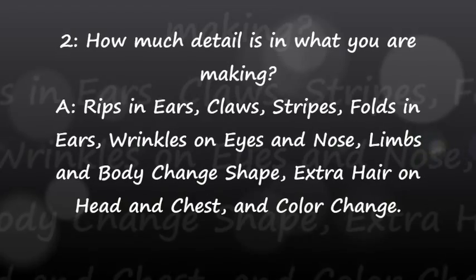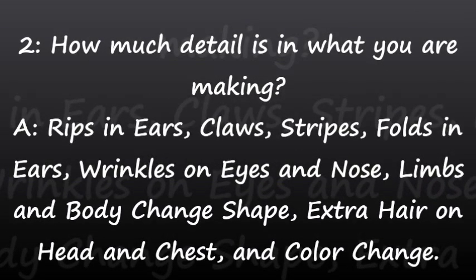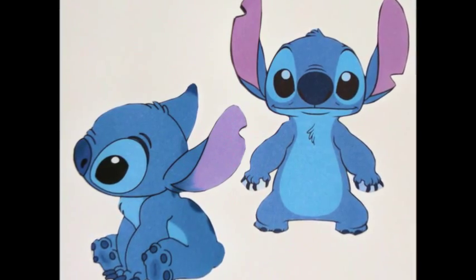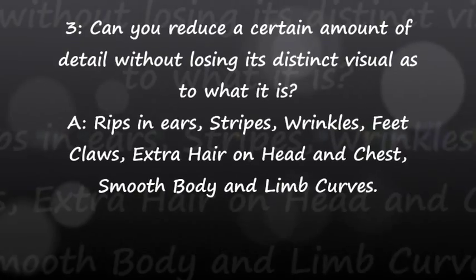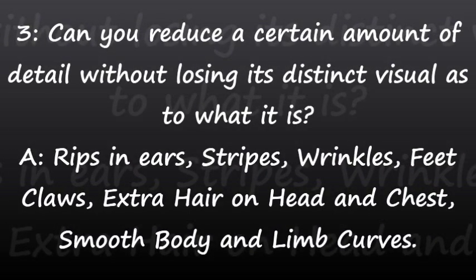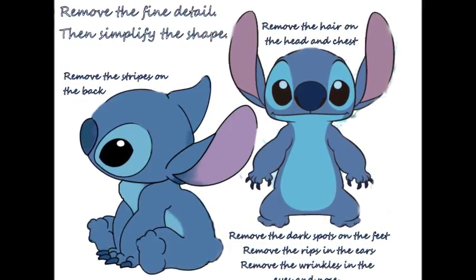So that leads to the second question. How much detail is in what you are making? If you're doing something similar, you have to write down how much detail there is. The next thing you have to do is ask yourself, can you remove a certain amount of detail without losing its distinct visual look? And then you go about doing so, and then smoothing out your lines, because you don't want to add too much detail. It gives you more work.